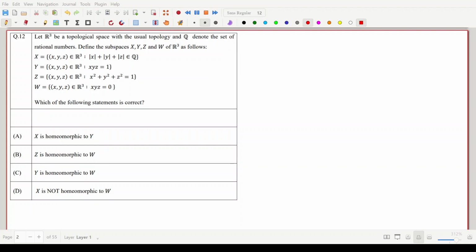Hello everyone. So let us continue. So this is question number 12 of GATE 2023 mathematics paper. The question is you are having four sets X, Y, Z and W, and the question is which one of them is homeomorphic to what.